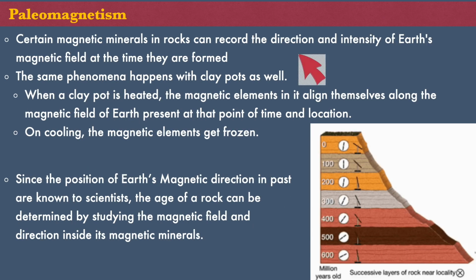Certain magnetic minerals in rocks have the ability to record the direction of Earth's magnetic field at the time they are formed. The same phenomenon is witnessed in the magnetic material inside clay pots. When a clay pot is heated, the magnetic material inside it aligns itself along the magnetic field of Earth present at that point of time and location. On cooling, the magnetic elements get frozen. Since the positions of Earth's magnetic direction in the past are known to scientists, the age of a rock can be determined by studying the magnetic field and direction inside the magnetic materials.